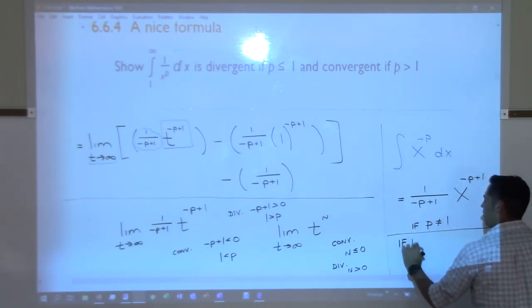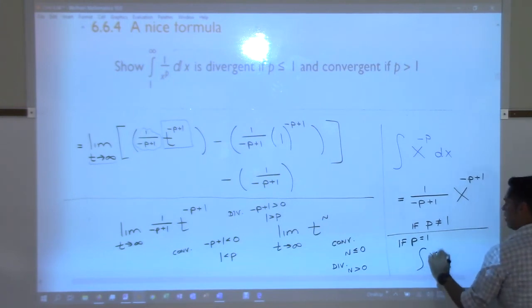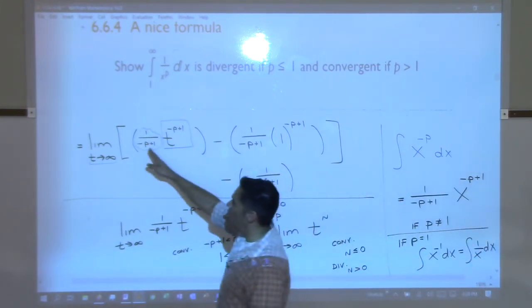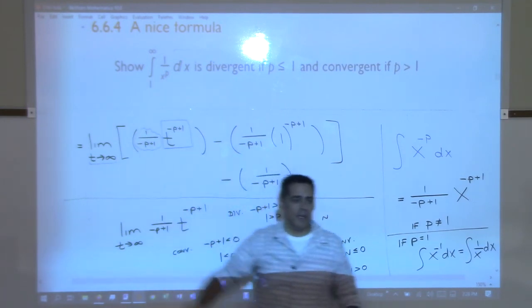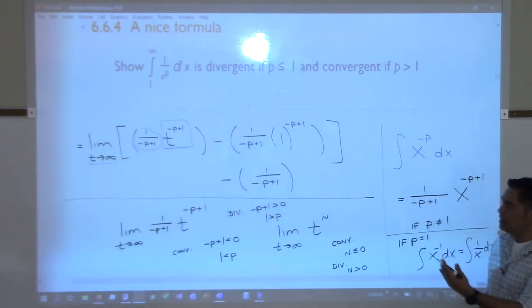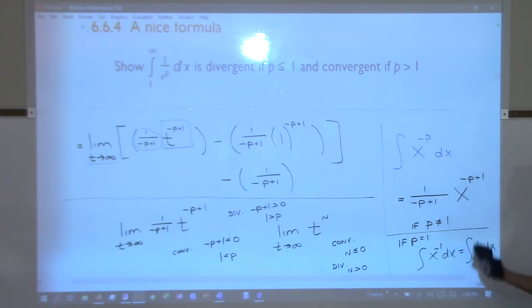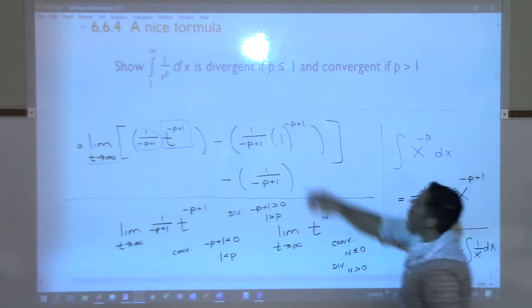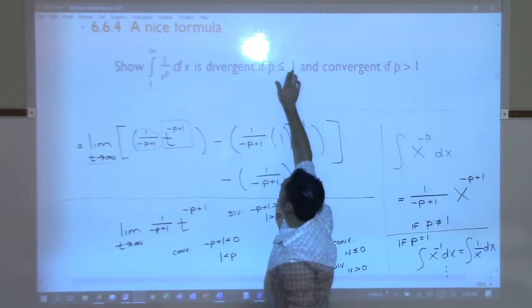If p is 1, we have the integral of x to the negative 1 dx, which is the integral of 1 over x dx. And what's the antiderivative of that? Natural log. Okay? And so what's going to happen in here is you're going to have natural log. And what will happen as t goes to infinity? What happens when you plug infinity into natural log? It becomes infinite, right? So you're going to get divergence. So I won't work through this, but if you work through it on your own, set up your limit again, you'll get divergence. And that's why if it's equal to 1, we get divergence.